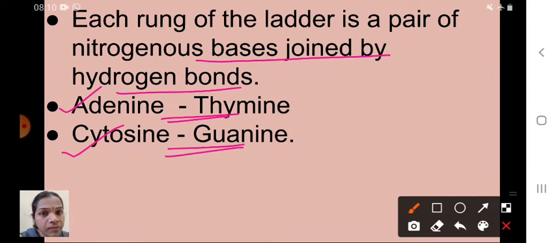Already I told that always adenine is combined with thymine, cytosine is combined with guanine, or thymine is always combined with adenine, guanine is always combined with cytosine. Okay, with the help of which bond? Hydrogen bonds. Okay, so I hope you understood what the structure of a DNA is. Children, you have to prepare that diagram also, the DNA structure. Okay, you have to practice at home.